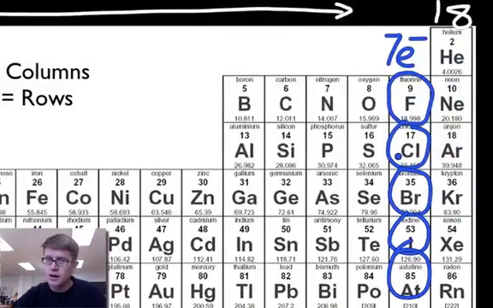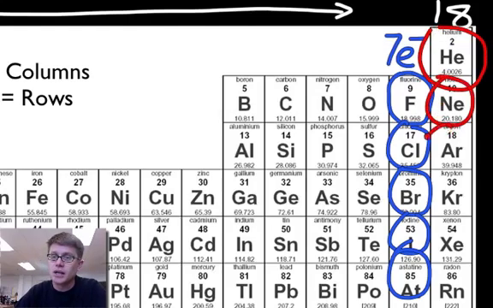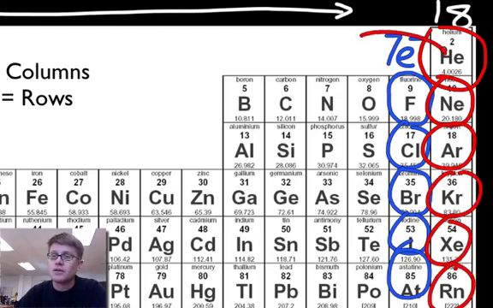Right next to them, however, are the most unreactive of the elements that we have, and these are going to be called the noble gases. So helium, neon, argon, krypton, xenon, and radon. All of these have 8 valence electrons, and these are going to be called the noble gases.